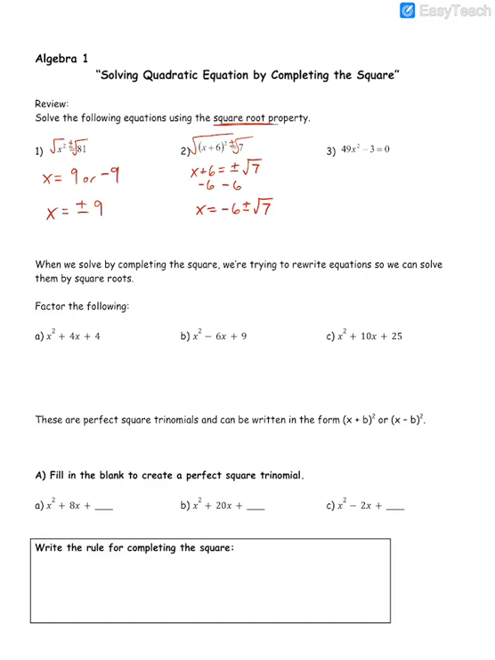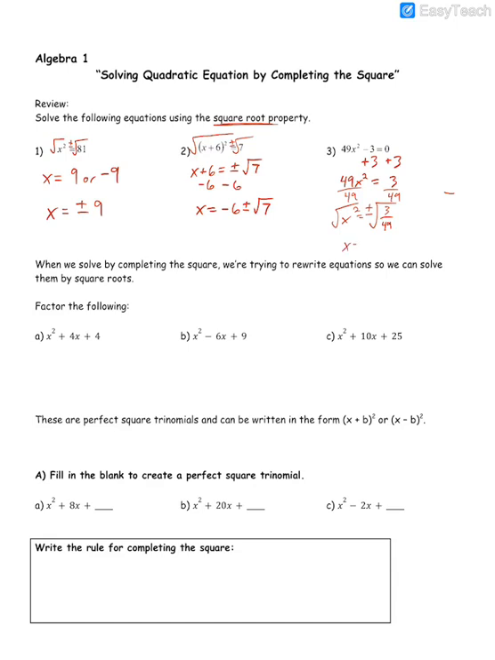Last problem over here for problem number 3. In order to solve by square roots, you need to get the part that's squared by itself. So I'm going to start by moving the 3 to the right side of the equation. That's going to give me 49x squared equals 3. Now I can divide by 49 on both sides. x squared equals 3 over 49.